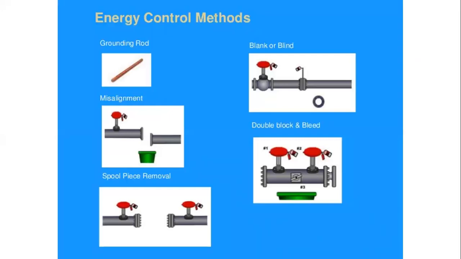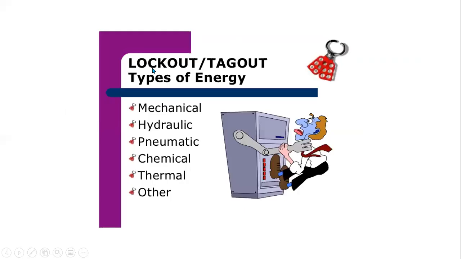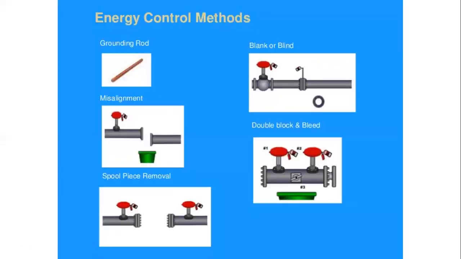This diagram shows you some of the things we do to control energy. Now, we didn't really talk about grounding energy too much, or electrical, but yes, we want to make sure that we are using a tool and not getting the electricity flowing through us. We'd rather it flow through ground. Blank or blind, we showed you a diagram about that already.